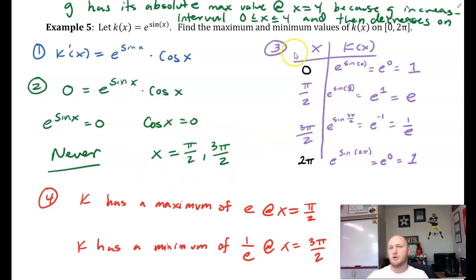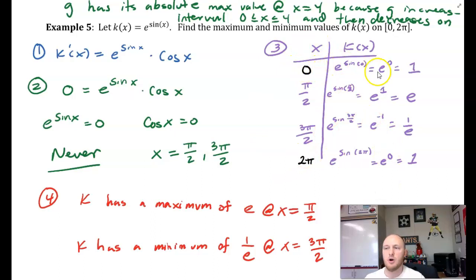Next, in order to determine the global or the absolute extrema, we evaluate those critical values along with the endpoints, 0 and 2 pi, in our table of values. These are your candidates, your endpoints and your critical values. Whenever that question pops up, what are the candidates? Critical values and your endpoints. So we go ahead and evaluate these.